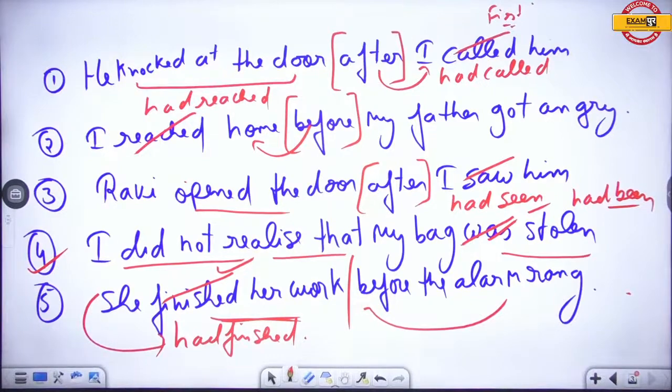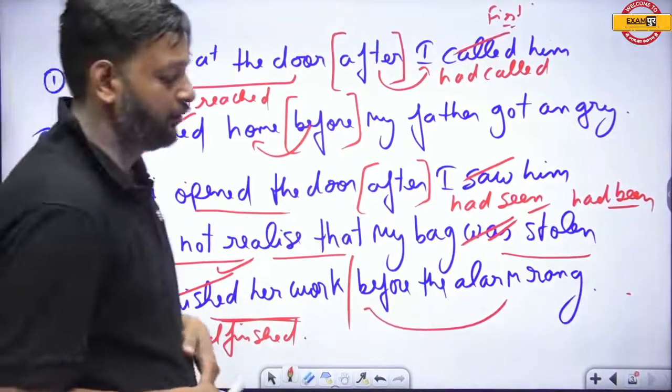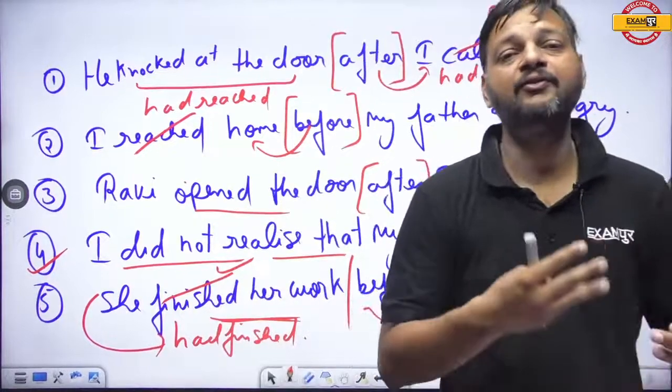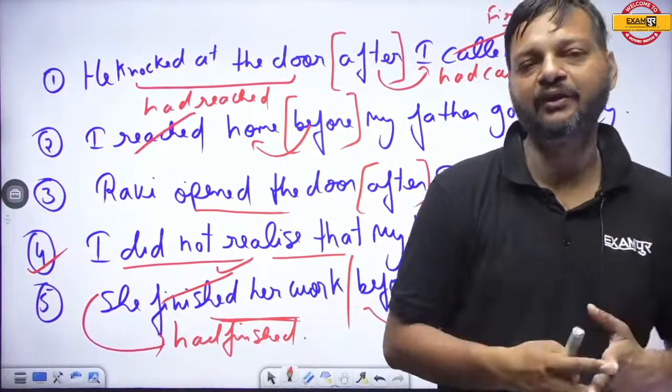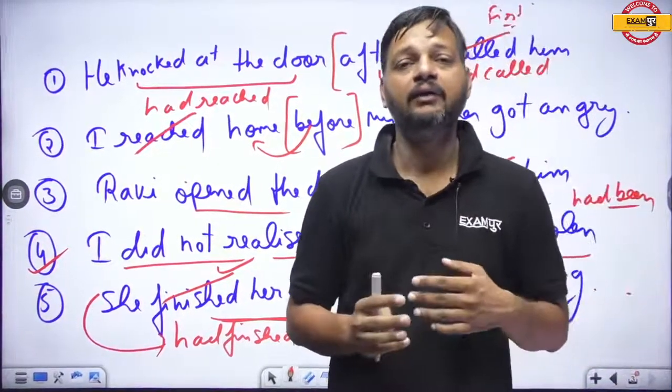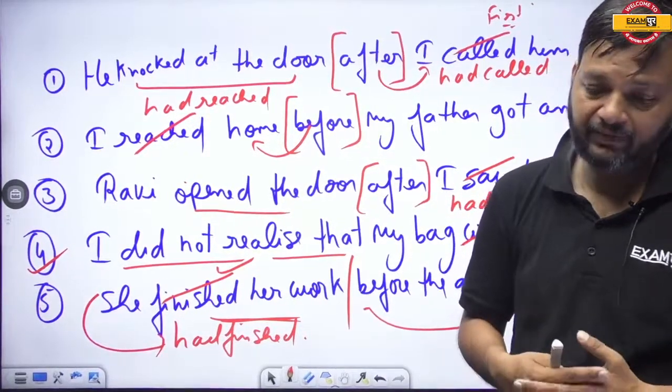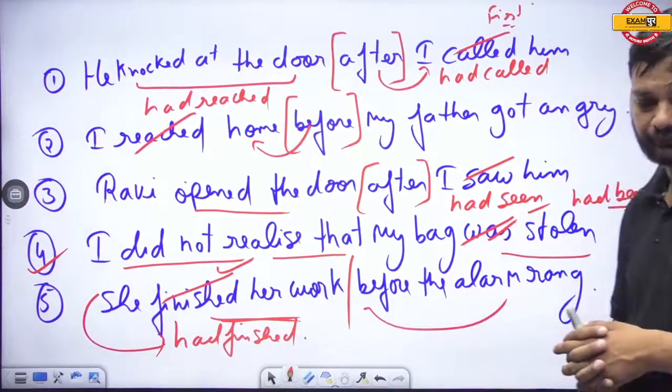Okay, let me tell you one more time. Whenever we talk about two events of past, the action that happens first is always past perfect, and the action that comes after it is in past indefinite tense.